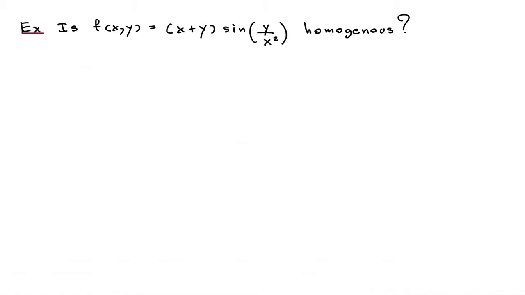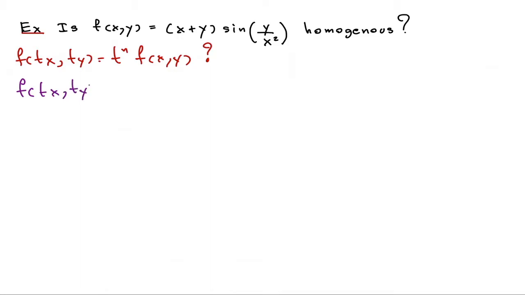Is f homogeneous? So similarly, it's the same as to ask whether or not f(tx, ty) is t^n f(x, y). So let's look at f(tx, ty). Right, just substitute x by tx and y by ty. So here what we have is tx plus ty sine of ty divided by tx squared.